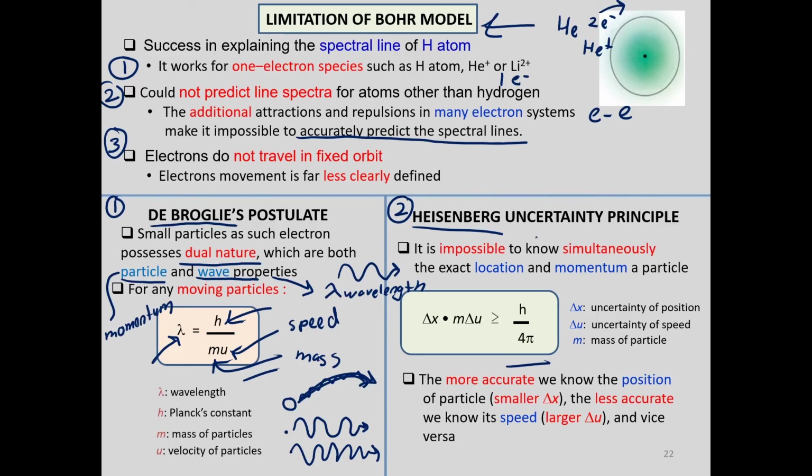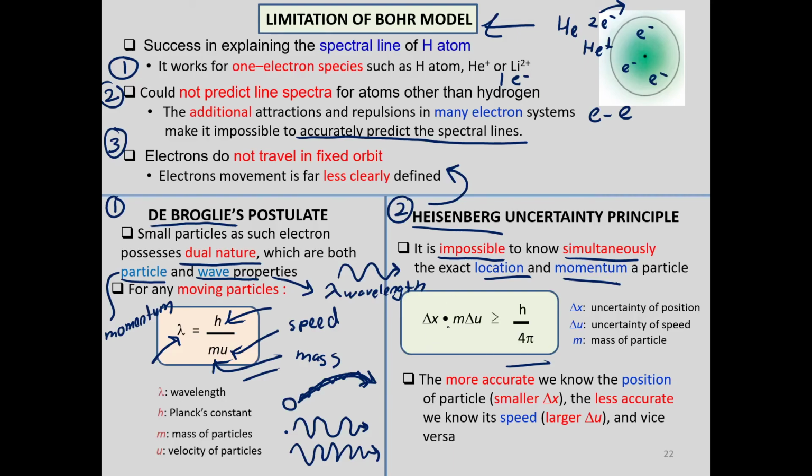Okay, second, Heisenberg uncertainty principle. It is very popular, whereas it says it is impossible to know simultaneously the location and the momentum of a particle. Okay, this Heisenberg is to describe the third limitation of the Bohr model. Why does the electron not travel in a fixed orbit? Actually we don't know where the electron is. We don't actually know whether it's here, or here, or here.